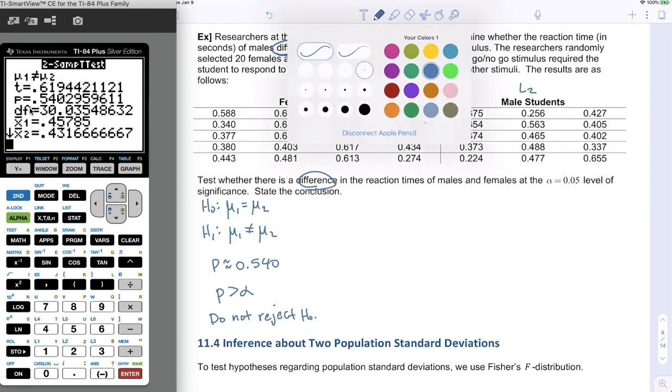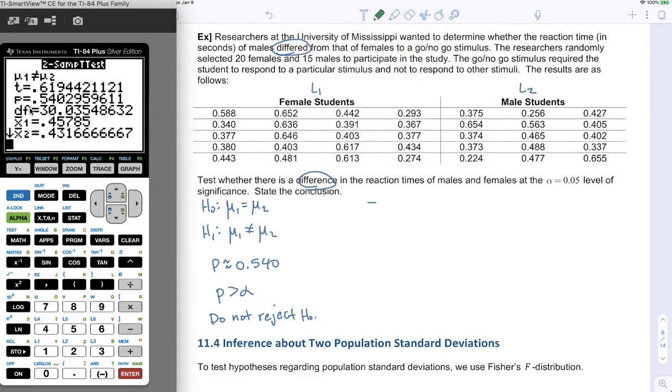Okay, so we can go ahead and now write out our conclusion. There is not sufficient evidence to conclude that males and females have different reaction times to a go, no-go stimulus.